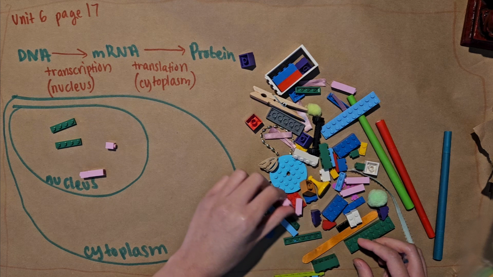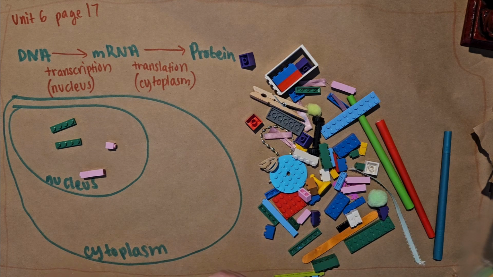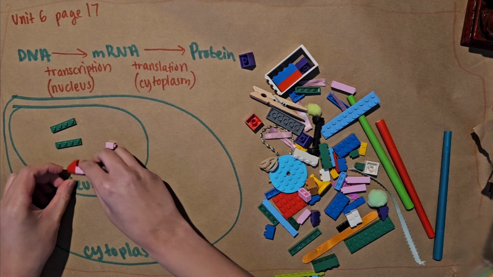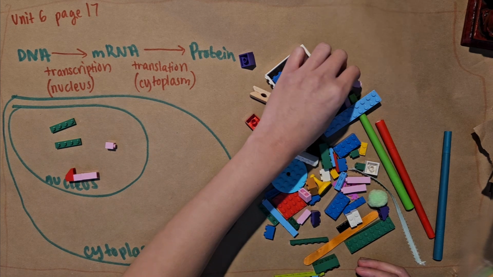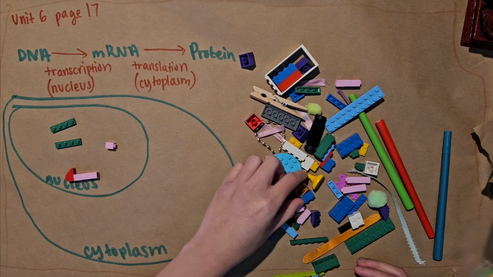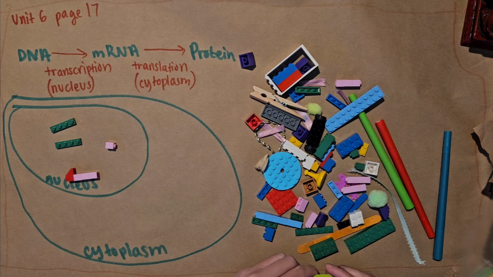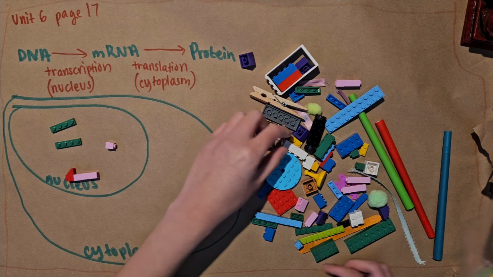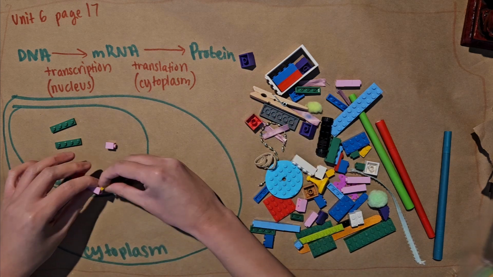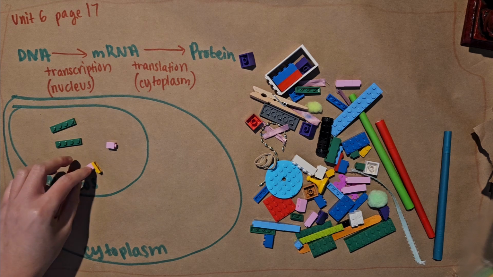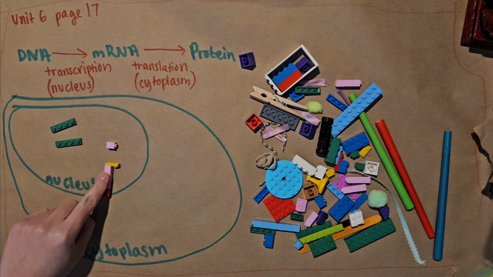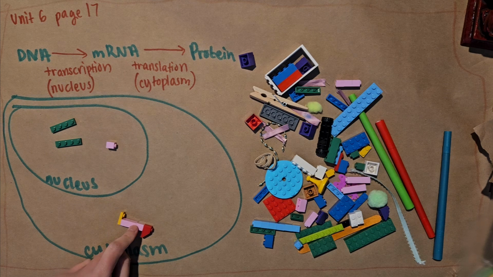And then what we're going to do is we're going to add on a 5' cap and a poly A tail. There we go. 5' cap and a poly A tail. And then boom, there we go. That is going to be the mature mRNA. The mature mRNA goes out of the nucleus through a nuclear pore to the cytoplasm.